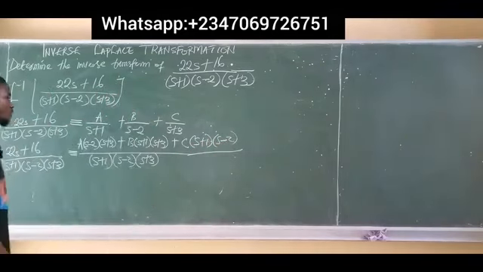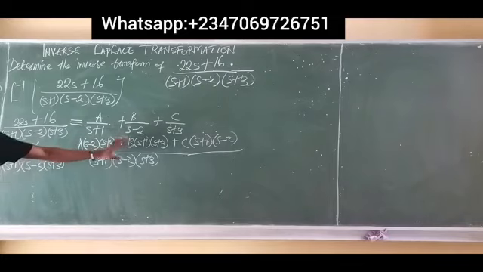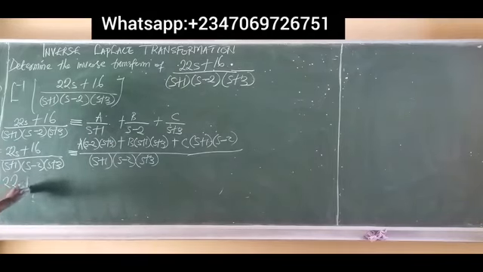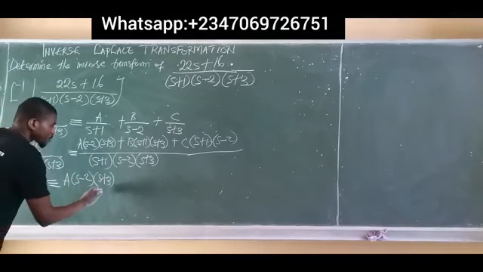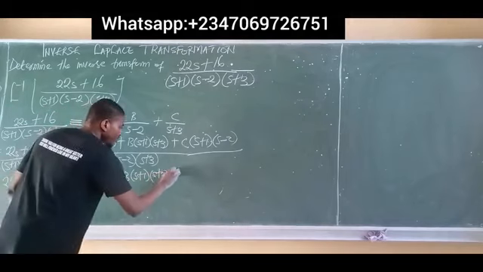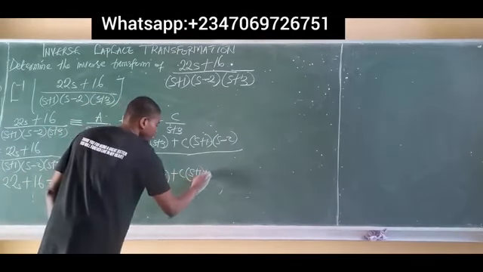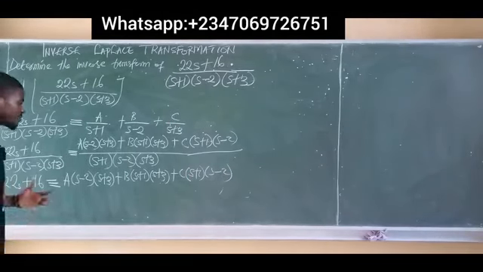I have this. Now, from the principle of partial fractions, since the denominators of the left hand side and right hand side are equivalent, it means the numerators must also be equivalent. So I'm going to now equate the numerators. Hence, I will have 22s + 16 is equivalent to A into (s − 2)(s + 3) plus B into (s + 1)(s + 3) plus C into (s + 1)(s − 2). We have something like this. Now, we need to find the values of A, B, and C.